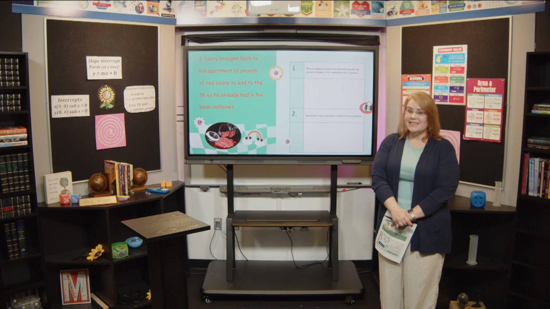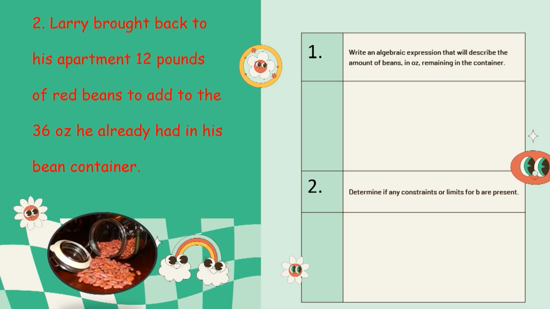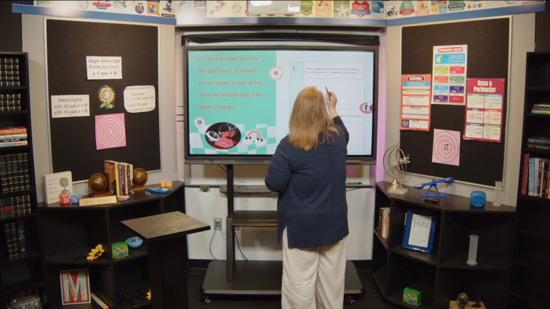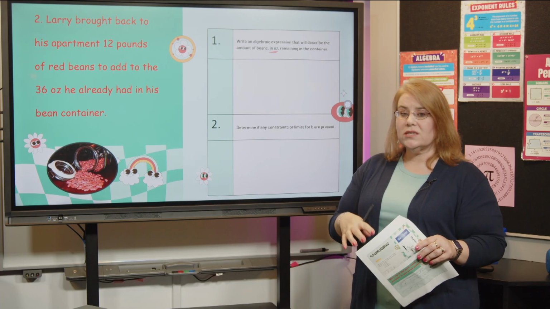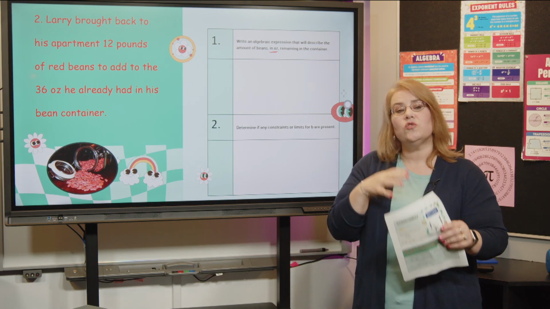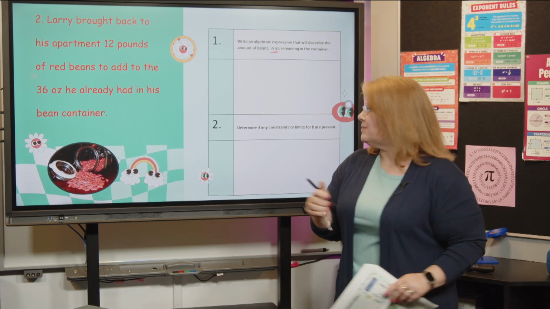All right, let's see what we got. So I know that Larry is bringing back some beans to put in with what he's got. He's bringing back 12 pounds, but it tells me in ounces. So I'm going to have to convert, a word that we've heard in our unit already. I'm going to convert those 12 pounds into ounces. Ms. Killen, how are you going to do that? I'm going to show you.